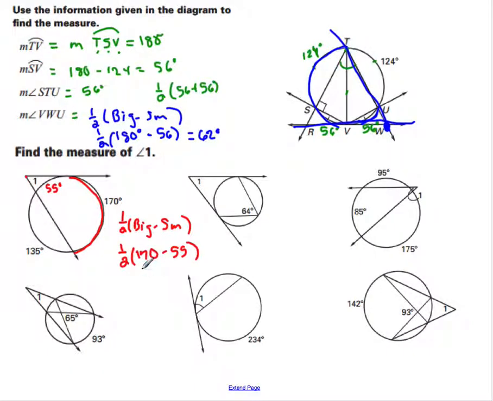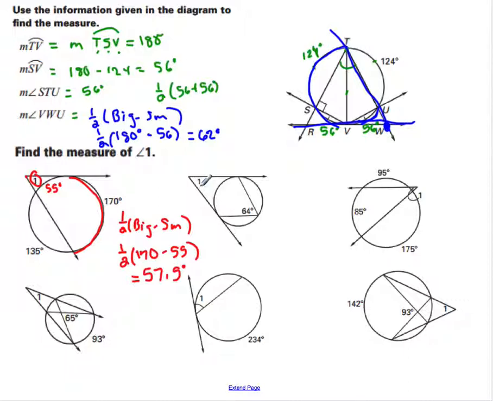Oh, let me try that one more time. 170 minus 55 equals 115. When I divide that by 2, I get 57.5 is what I'm looking at. I don't know why that doesn't seem right. So 170 plus 135, I subtract that from 360, that gives me 55. I take 170 minus 55, that's 115, divided by 2 gives me 57.5 degrees. So that's how big angle 1 is. That doesn't seem right to me, but we'll be okay. The process is what really matters.